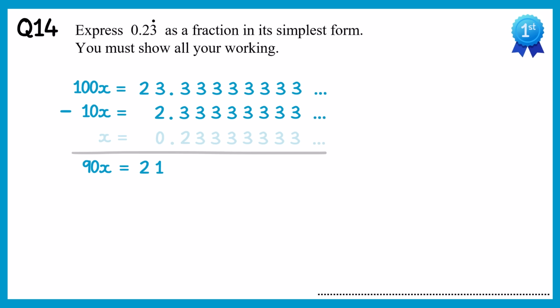So we find that 90 lots of x must be 21. We can now divide both sides of this equation by 90. 90x divided by 90 is just 1x, and 21 divided by 90 is 21 over 90. So we find that x is equal to 21 over 90. But x was also 0.23 recurring, so this fraction must be the same as 0.23 recurring. The only thing we need to do is simplify this because it does ask us to give it in simplest form. 21 and 90 both have a factor of 3, so we can divide them both by 3. 21 divided by 3 is 7, and 90 divided by 3 is 30. So the answer fully simplified is 7 over 30.